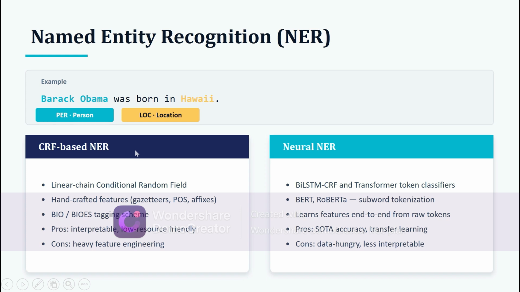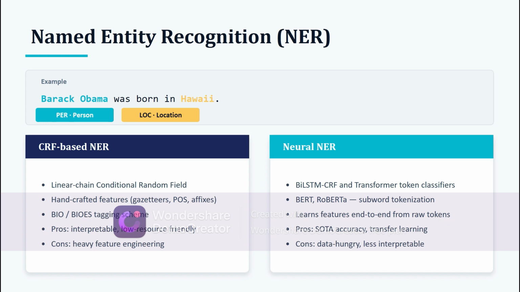Historically, the dominant approach was linear chain conditional random fields, where you engineer features like capitalization, gazetteer lookups, and part of speech. Then train a sequence labeler using the BIO tagging scheme. CRF models are interpretable and work well in low resource settings.